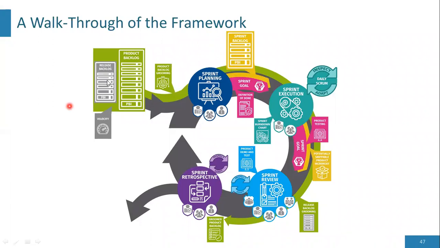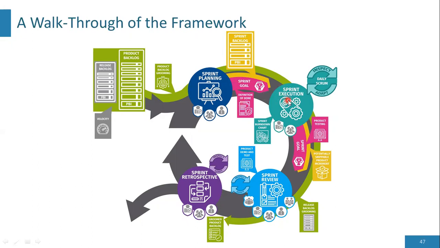This picture is a walkthrough of the Scrum framework. We will be going through this section by section eventually during this training program. But if you look at it closely just for a moment, you will see that the product backlog is here and the release backlog is here. Release backlog is an additional artifact. And there is the product backlog grooming happening before the sprint planning. And there's a sprint backlog for every sprint. And there's a sprint goal for every sprint along with its definition of done.